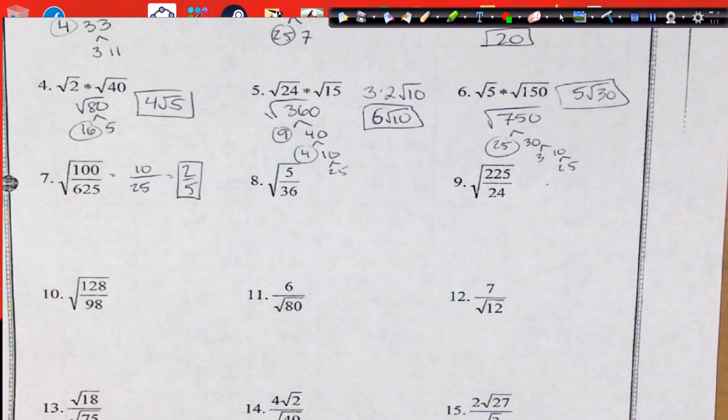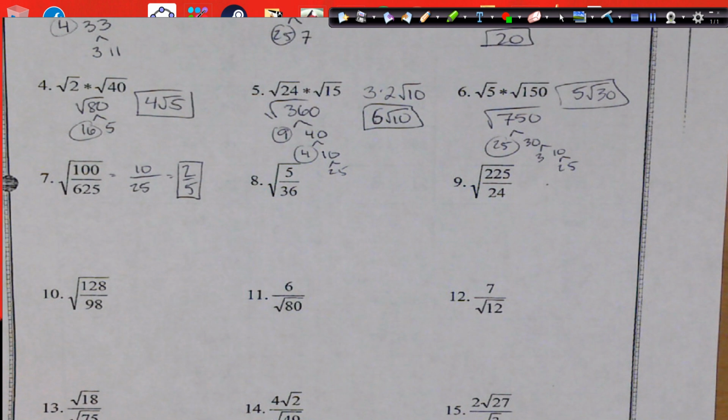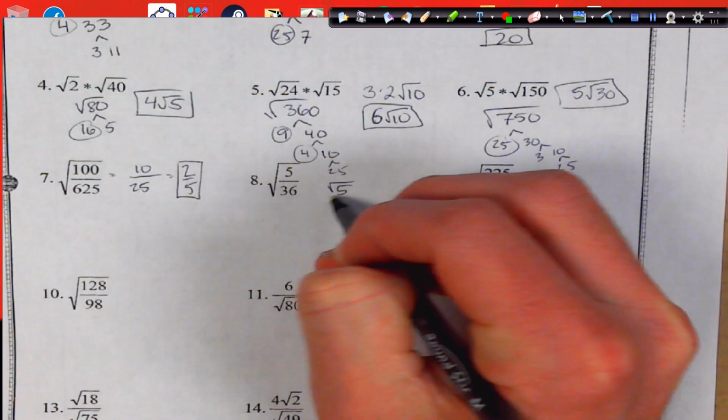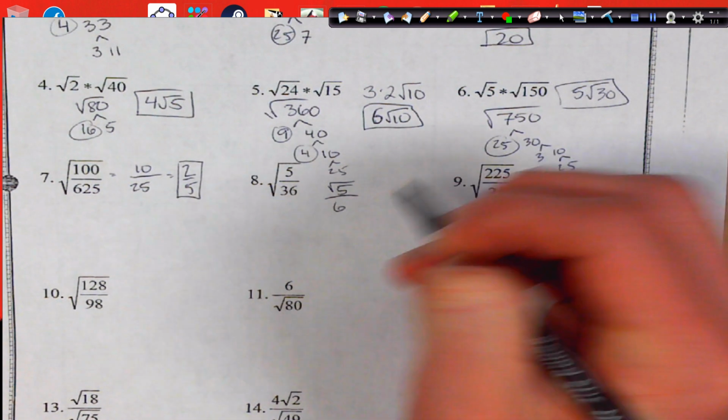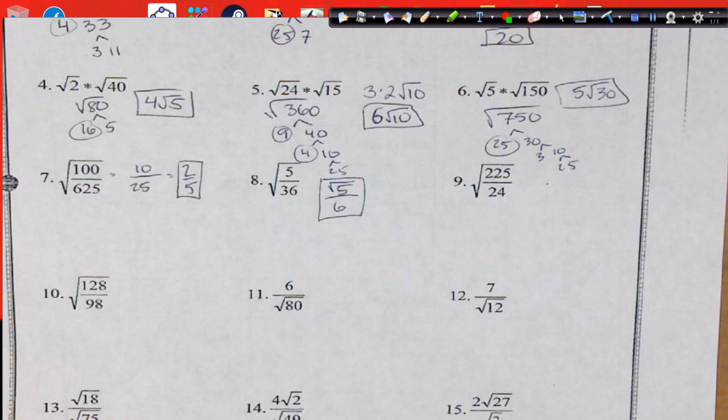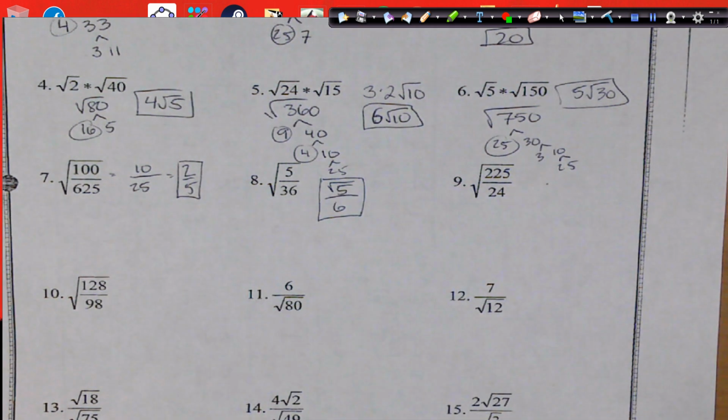On this one, we can take the square root of them separately, so the square root of 5 doesn't do anything, but the square root of 36 becomes 6. I can actually leave the answer like this because I can have a whole number in the denominator. I can't have a radical there. I'm allowed to have a radical in the numerator, that is okay. There's nothing else I can do really to simplify.